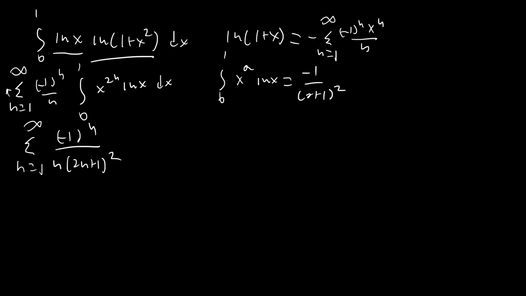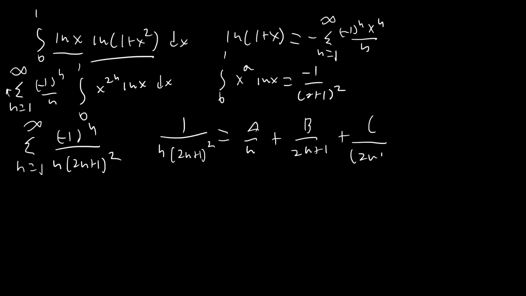All right, so we're going to have some G in here. Let's do partial fractions. I really don't want to do partial fractions. So 1 over n times 2n plus 1 squared equals A over n plus B over 2n plus 1 plus C over 2n plus 1 squared. All right, using the cover-up method, we can immediately see that A equals 1, and that C equals -2. And now we just need to solve for the other one.